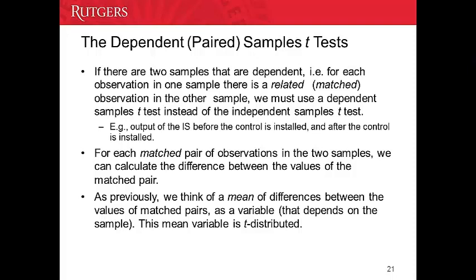For each matched pair of observations in the two samples, we can calculate the difference between the values of the matched pair. As previously, we can treat the mean of the difference between the values of the matched pairs as a variable, and this variable is t-distributed.